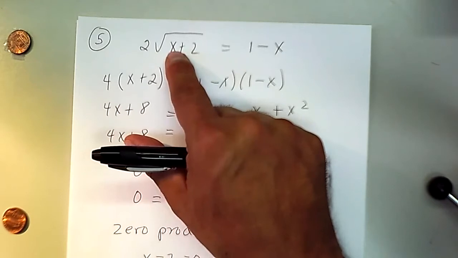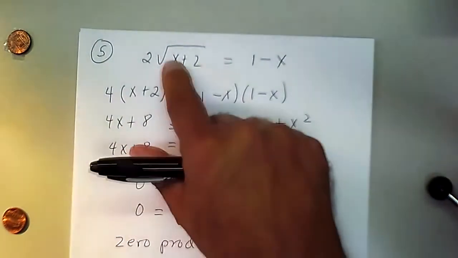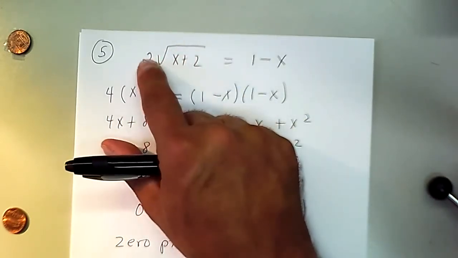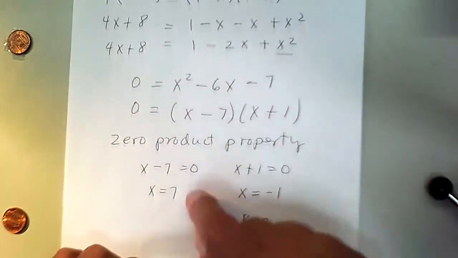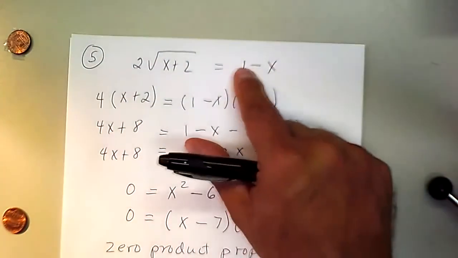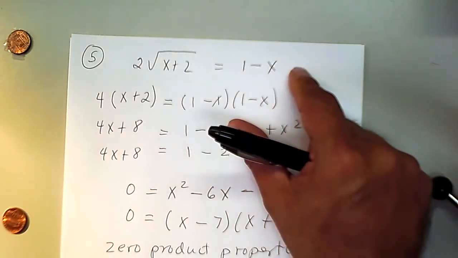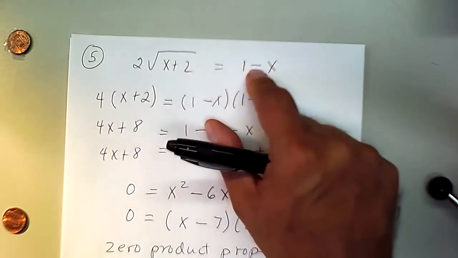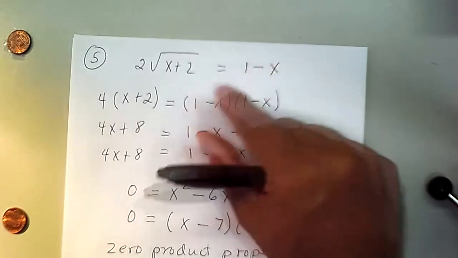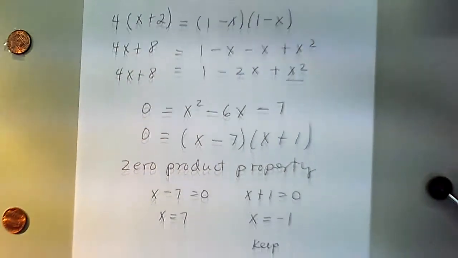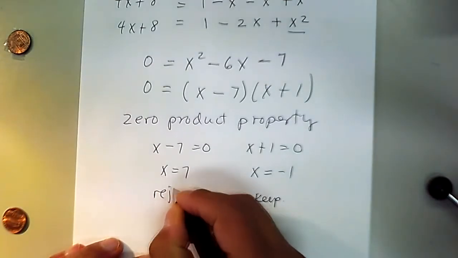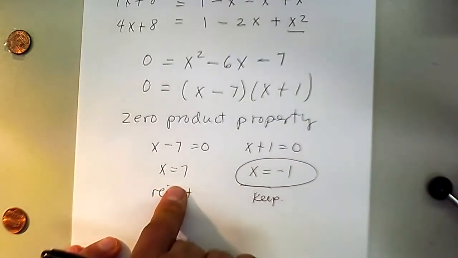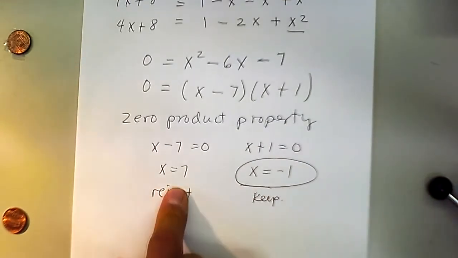All right, 7. We're going to test 7. 7 plus 2 is 9. Square root of 9 is 3. 3 times 2, 6. So this side is 6. Okay, we're testing 7. 1 minus 7 is -6. Well, we got a problem. 6 versus -6. We don't have a match. Some of us may be thinking, oh, isn't that close? One is positive, the other one is negative. No, that's a huge difference. So we reject the 7 and we keep the -1. This is the only solution. The other one is an extraneous solution.